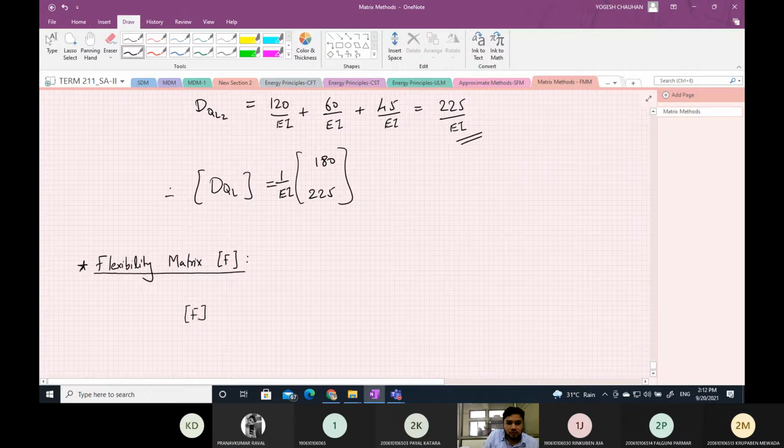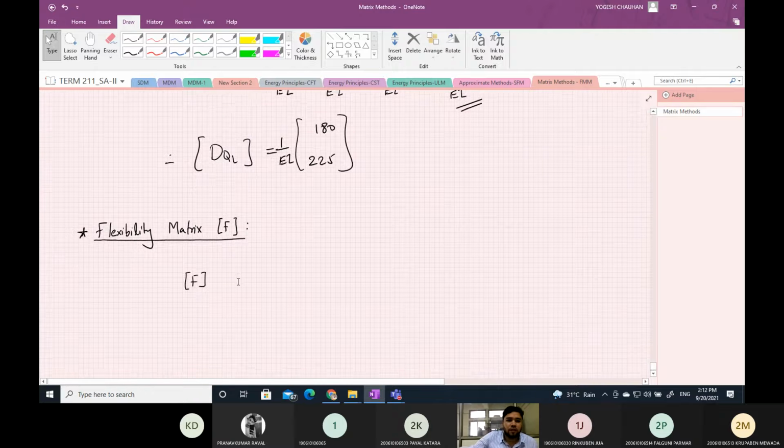The F matrix, we have studied that it is a square matrix of size n cross n. The flexibility matrix is a SI times SI matrix, that means n cross n matrix. Here the SI value is 2, so it is a 2 by 2 matrix, and the components of this matrix will be F11, F12, F21, F22.